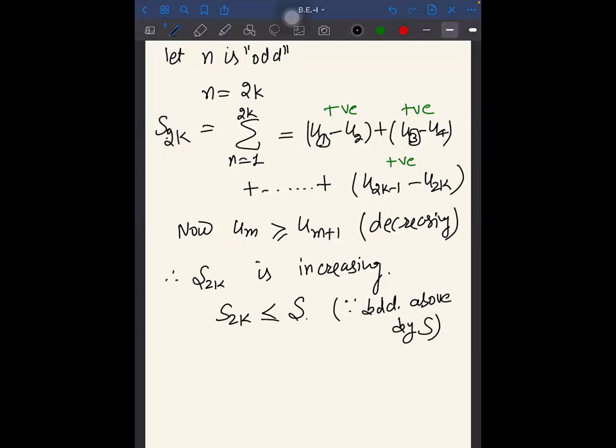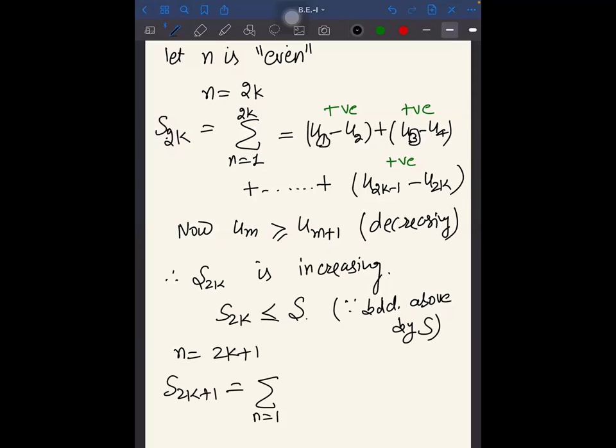Sir, if we take n is even. And n is even, sorry. Okay. True. Okay. So next is n equal to 2k. That's fine. So this is your S2K, which is bounded above by S. Now you take n equal to 2k plus 1. See what is going to happen. S2k plus 1.